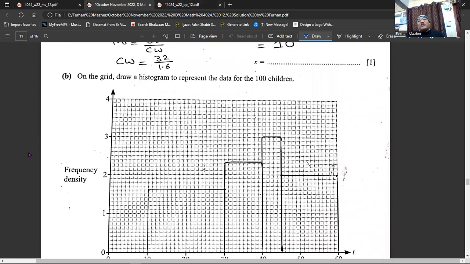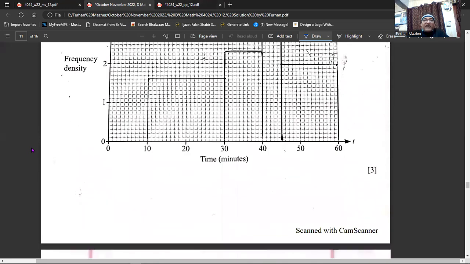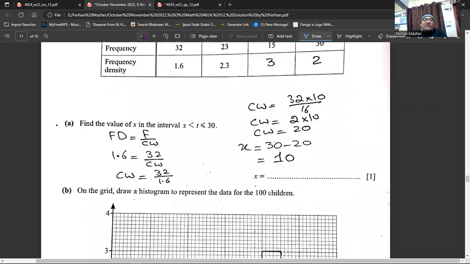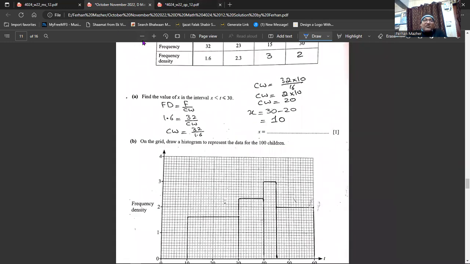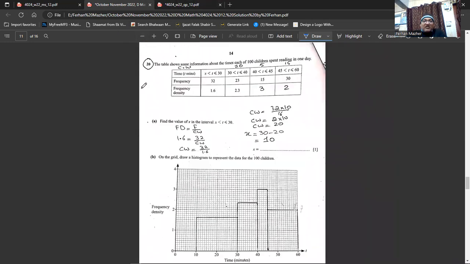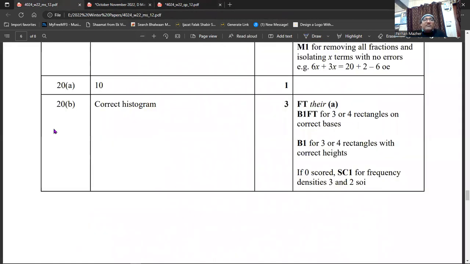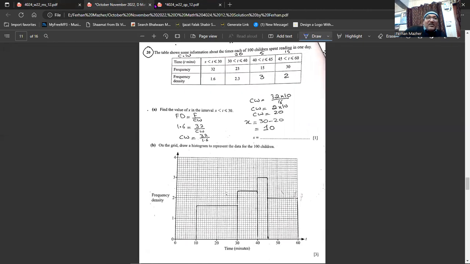On the grid below, draw a histogram. So we have done that histogram. So I hope you have understood this question. Let me reduce the size so you can see the whole question together. So let me show you the marking scheme. There's a correct histogram. So I hope that you have understood how this is done. Okay, so this is the solution.